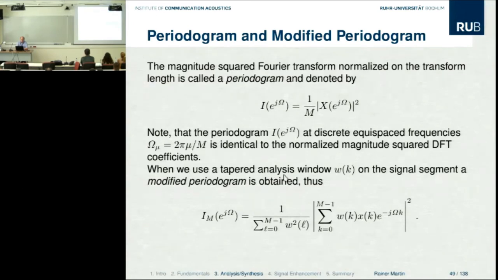Now, if you use a tapered analysis window, which we always do because we want better spectral properties on the analysis side, then we have a so-called modified periodogram, because now the signal is multiplied with the window function, and then we compute the Fourier transform and take the magnitude squared. And in order to give the window unity power, we also normalize it by the energy of our window function.